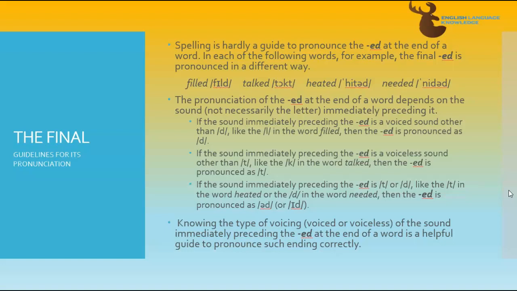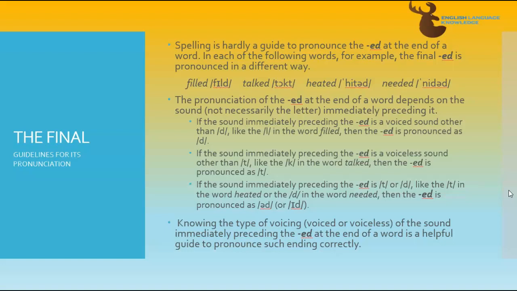So let's see why. The pronunciation of the ED at the end of a word depends on the sound. Okay? Let's keep that in mind. On the sound, not necessarily the letter immediately preceding the ED. Okay? So if the sound immediately preceding the ED is a voiced sound other than d, like the L in the word filled, then the ED is pronounced as d.